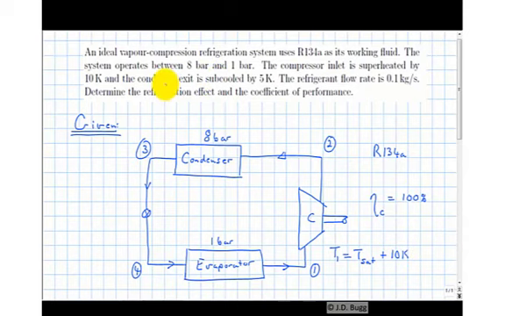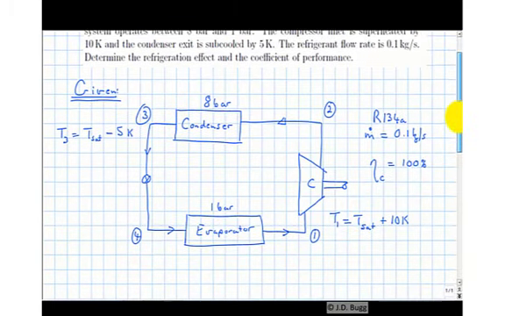And this also says the condenser exit is subcooled by 5 Kelvin. Same idea there. It's not telling us T3, but it's saying T3 is the saturation temperature at 8 bar, this time minus 5 Kelvin. Very important to know what that phrase superheated by and subcooled by means. The other thing it gives here is the refrigerant flow rate. So the mass flow rate of the refrigerant is 0.1 kilograms per second.